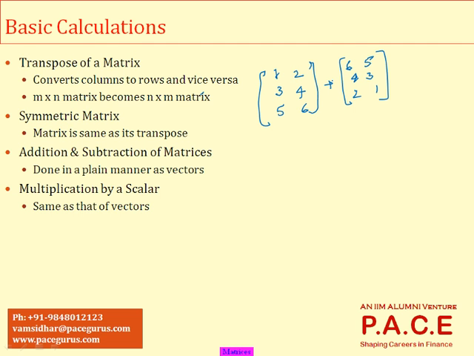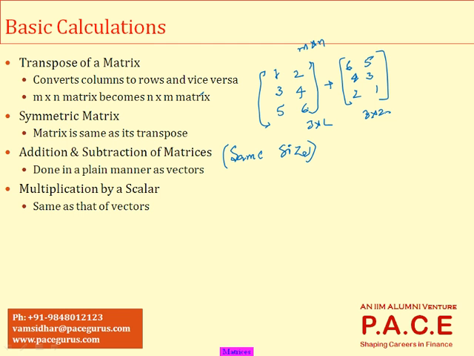Let me tell you a few things. If I have to add or subtract two matrices, the rule is both of them should be of the same size. Both of them should be of the type m by n. This cannot be a 3 by 1 matrix and this cannot be a 3 by 2 matrix. Then I cannot add these two matrices. Please be careful about it. The size of both the matrices should be the same if at all I have to add or subtract two matrices.